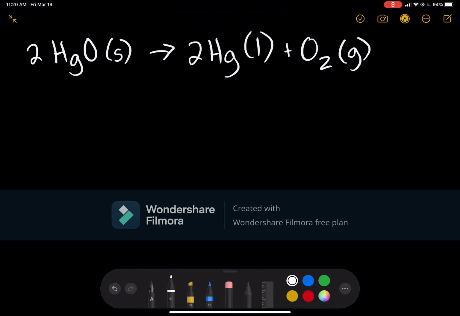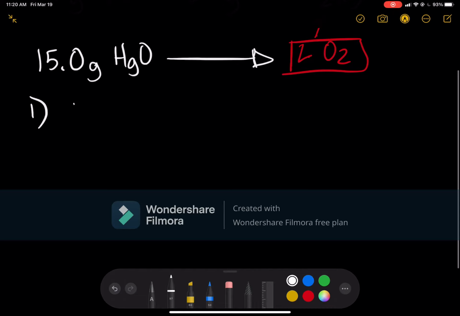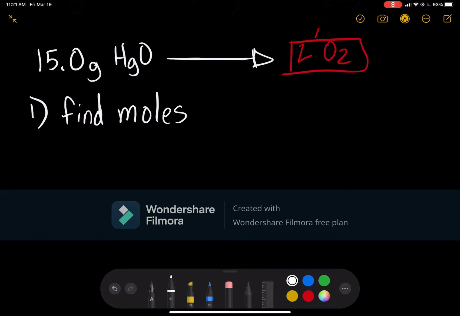And so we were told to find liters, a volume of O2, is our end goal. So we have the information 15.0 grams of HgO, to somehow use that to get there. So the first step that we have to do is to find moles of O2.